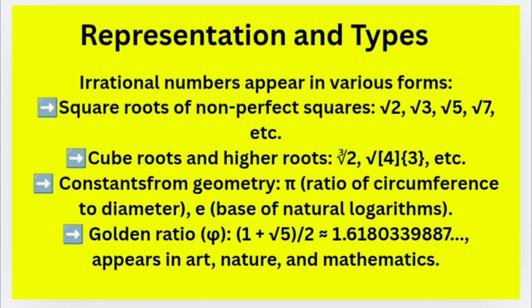Golden ratio, which is 1 plus the square root of 5, divided by 2, which is equal to 1.6180339887 and continues. It appears in art, nature, and mathematics. They cannot be plotted exactly on a number line using finite steps, only approximated, but geometric constructions allow precise locations, for example, using a compass for the square root of 2.